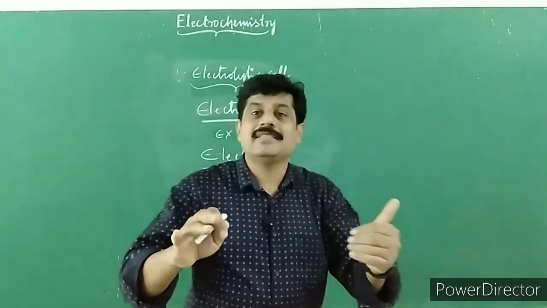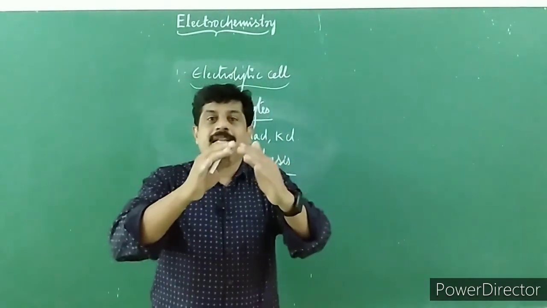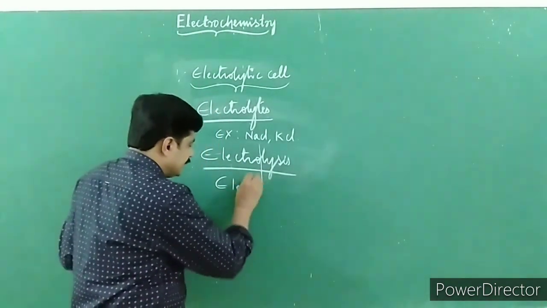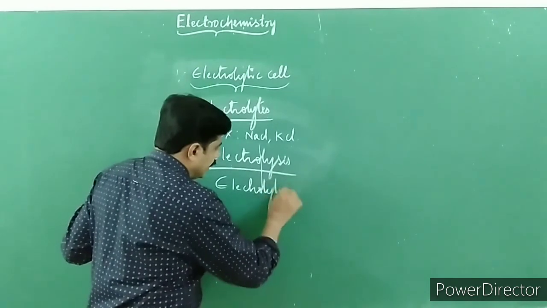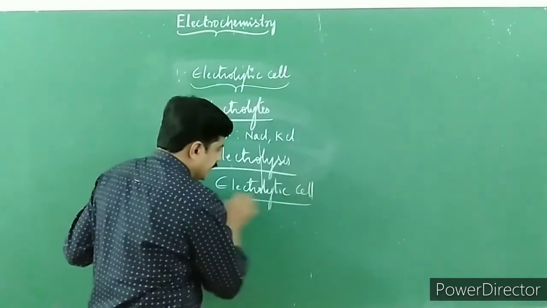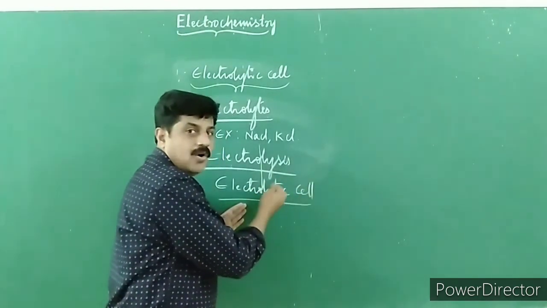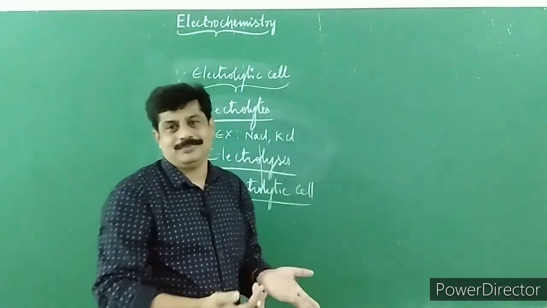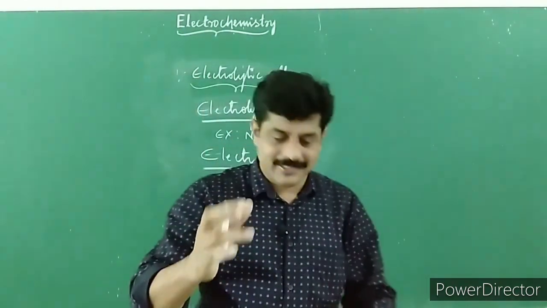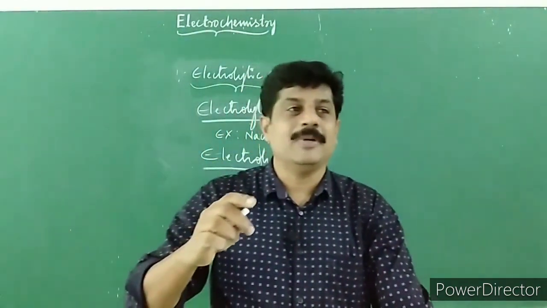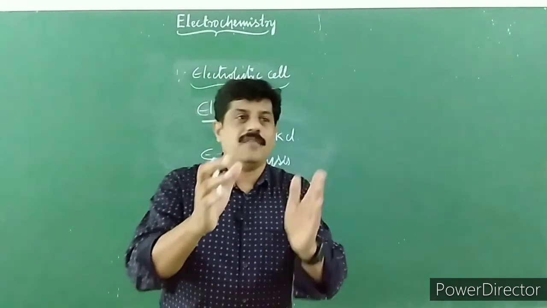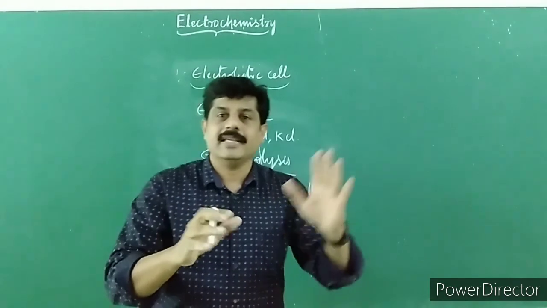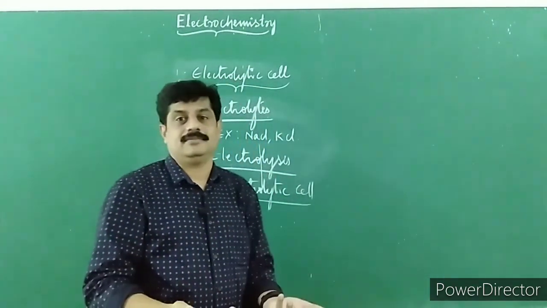Children, electrolysis is carried out in a compartment or a cell which is called electrolytic cell. What is that? Electrolytic cell. Nothing but a compartment or a cell wherein electrolysis is carried out. Hope you got it. Children, let me take up a particular kind of electrolytic cell, then you will understand what exactly happens in the electrolytic cell.